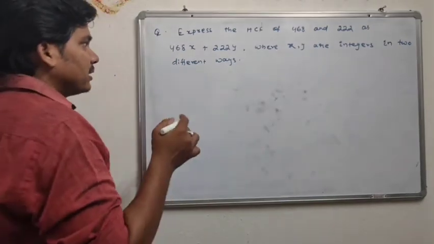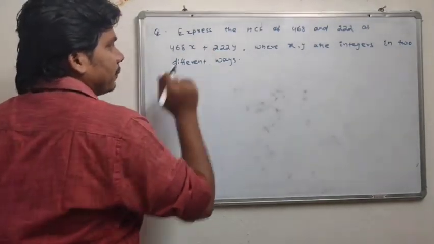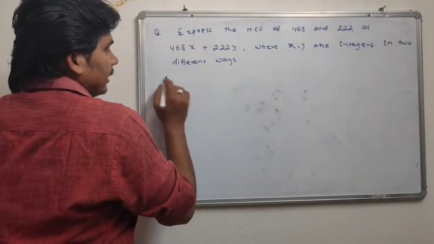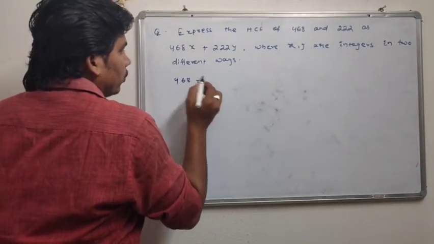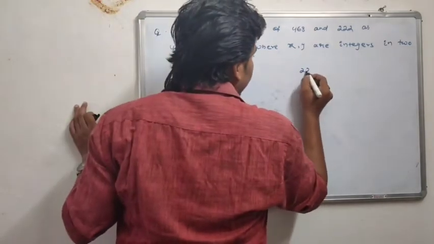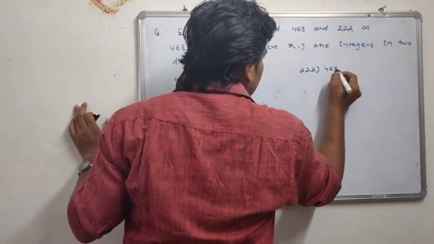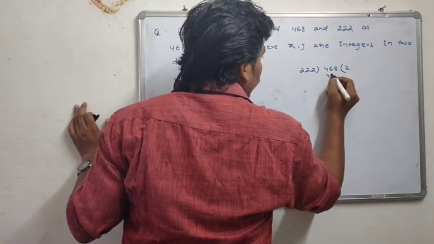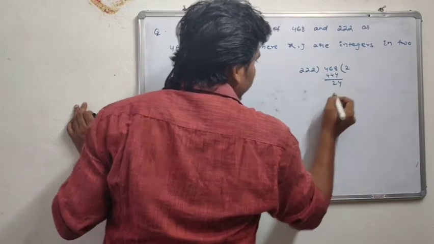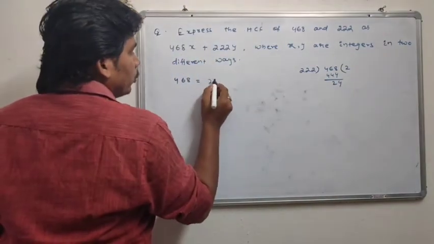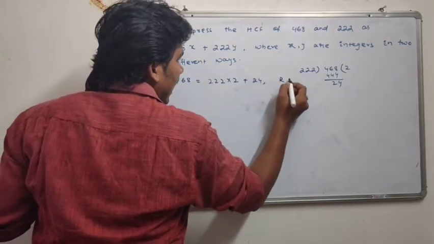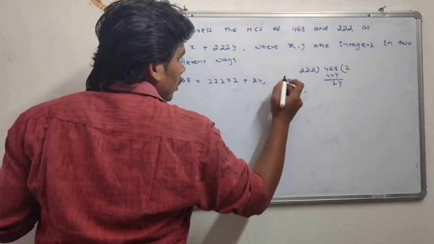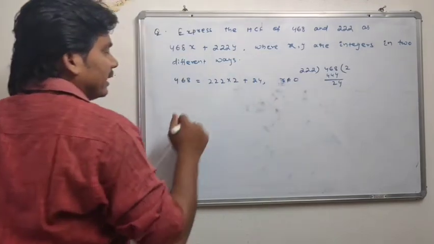Let's see. First of all, I will find the HCF of 468 and 222. Here, use Euclid's division lemma. Here 468 equals, simply divide 468 by 222. What will we get? 2 times 222 is 444. The remainder is 24. Then this will be 222 into 2 plus 24.